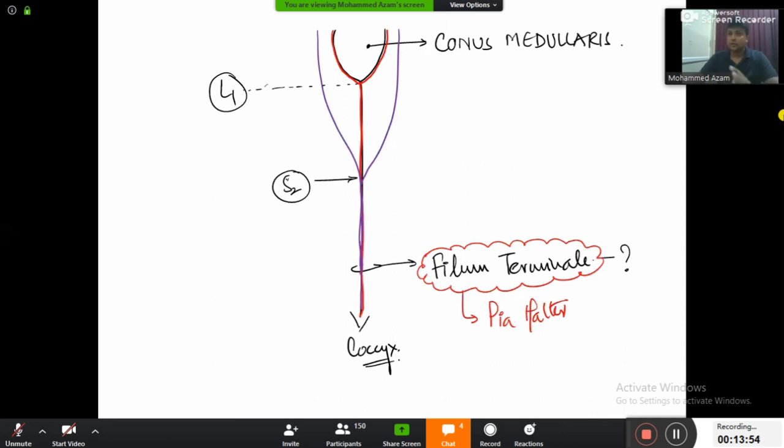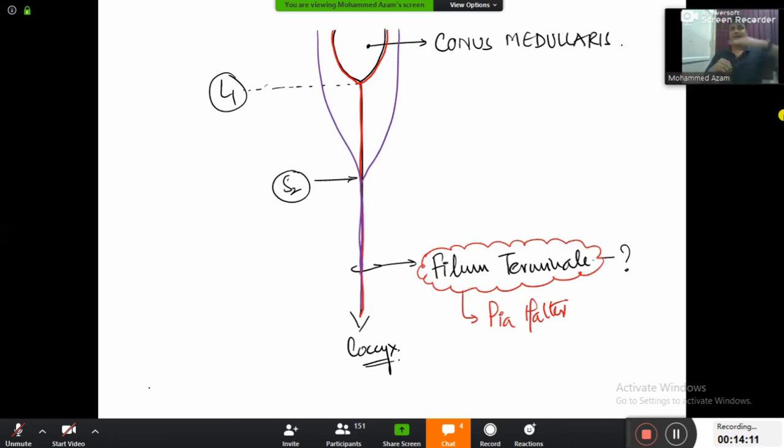I request all of you to be 200% alert here right now, guys. Why? Because this is the part which is important for your exam, the ending part of the spinal cord. Many times questions come from here. Okay, done.